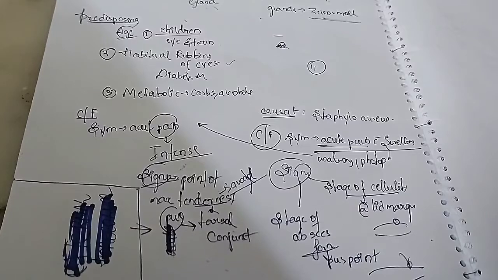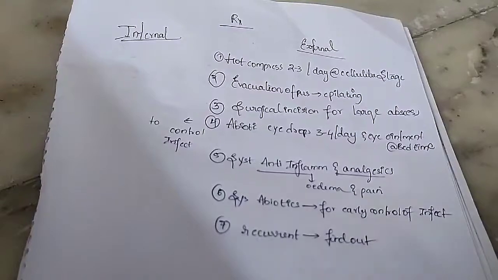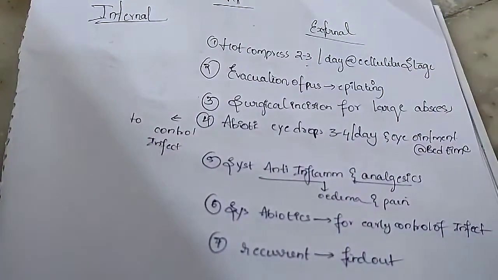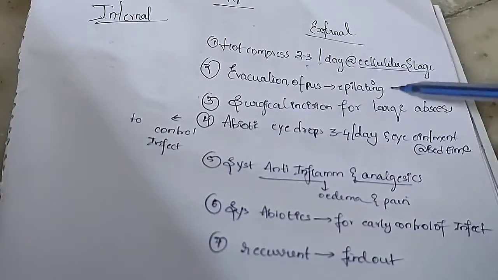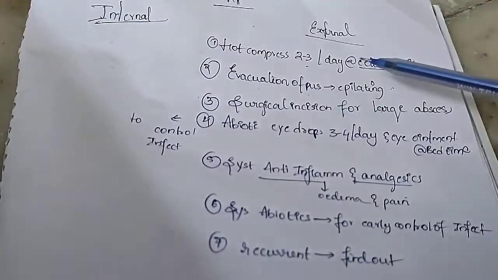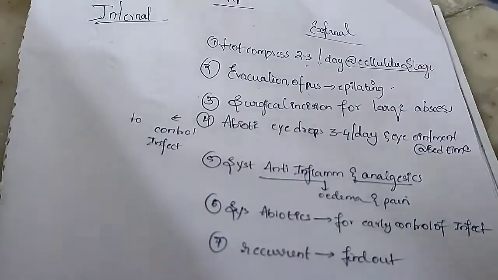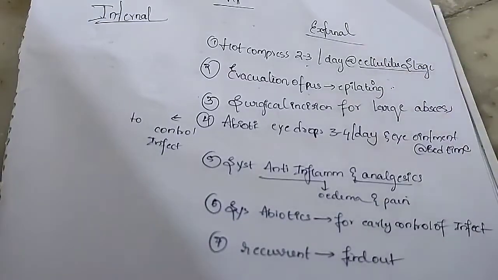Now talking about treatment of internal and external hordeolum, the treatment is quite the same for both of them, but there's one slight difference about which I will tell you in a minute. First is hot compress at the swelling 2 to 3 times a day. These are very useful, especially in the cellulitis stage. Next is evacuation of pus if pus has formed. Evacuation of pus by epilating. Epilating is removal, right? So epilating of cilia means removal of cilia. So evacuation of pus should be done by epilating the involved cilia when the pus point is formed.